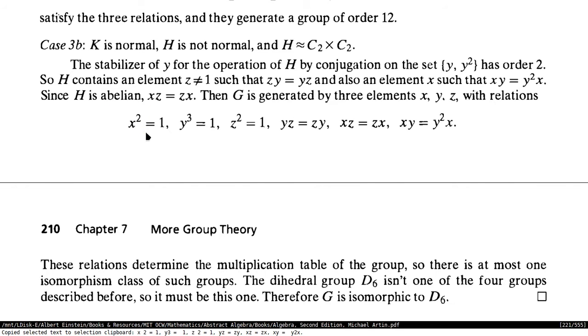Yeah, because if you think about the relations, H is abelian, so x and z are from H, so x squared is equal to 1, z squared is equal to 1. y cubed is equal to 1 because of the action. And we chose z such that yz is equal to zy, xz is equal to zx because it's abelian, x and z both are in H, and xy is equal to y squared x because of our choice of x. So, yeah.